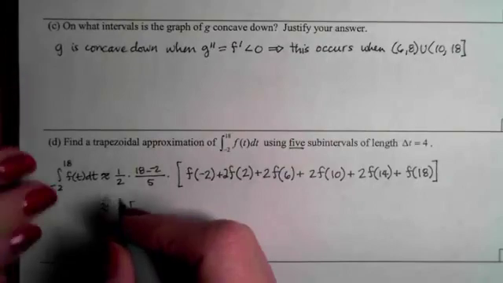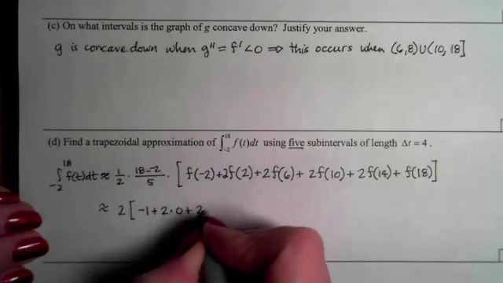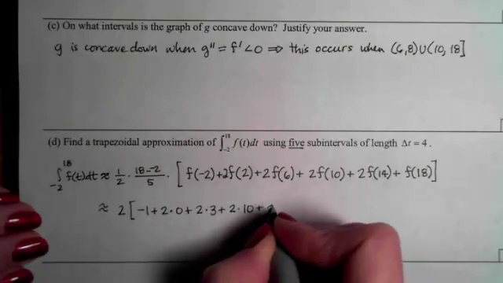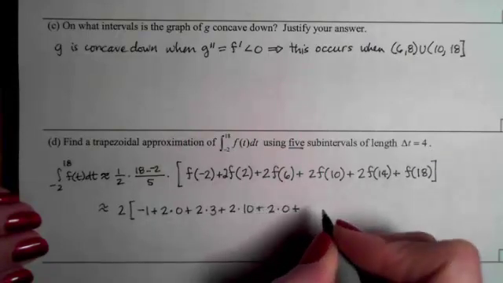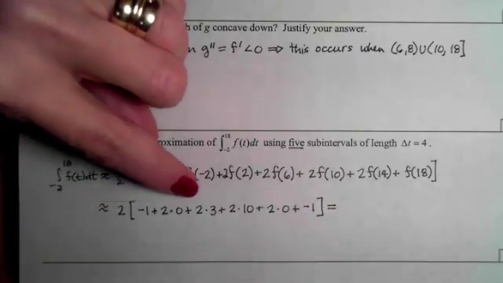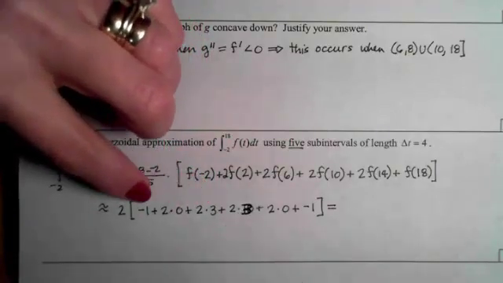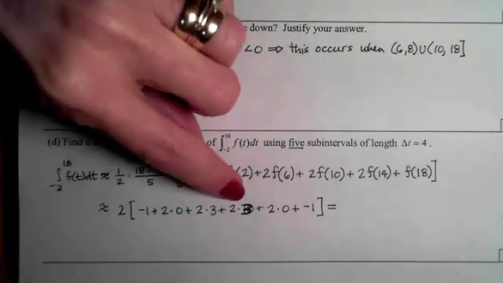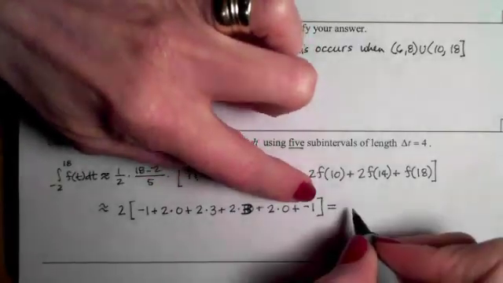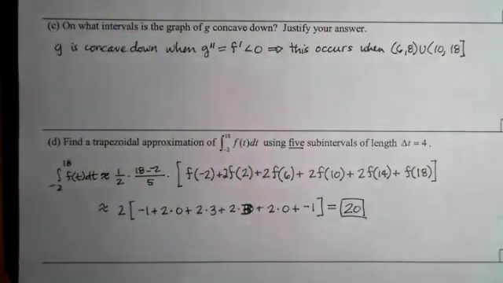So I'll have f of negative 2, which was a negative 1, 2 of the f of 2's, which were 0, 2 of the f of 6's, which were 3, 2 of the f of 10's, which were also 3, 2 of the f of 14's, which were 0, and 1 of the f of 18's. Put that all together, I get a negative 1 plus a 6. Oops, that should have been a 3 here. Negative 1 plus a 6, that's a 5, plus another 6 is an 11. Minus 1 gives me 10 times 2 is a 20. And we are done.